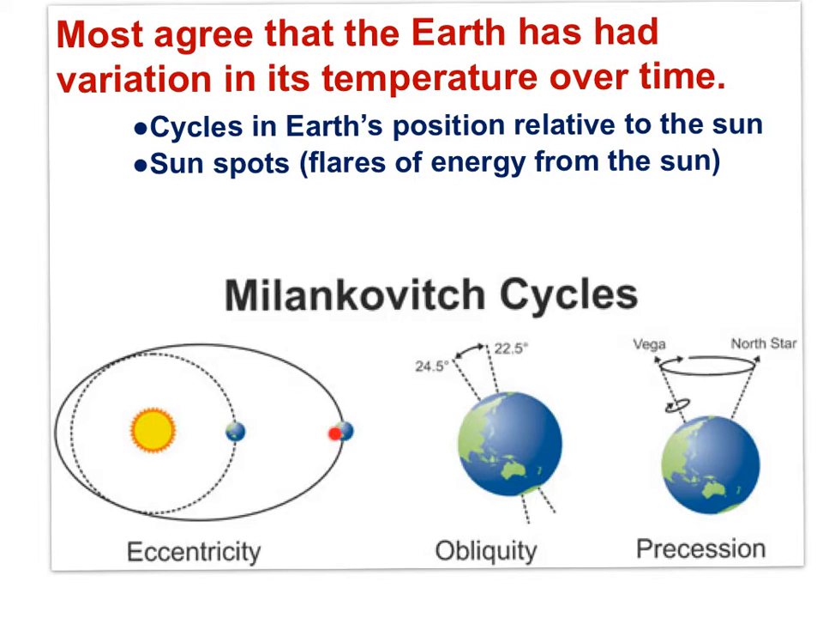Some orbits are more elliptical than others, and you can imagine how that would shift the Earth's temperature over time. Secondly, the Earth's tilt is not always 23.5 degrees off the vertical axis as it is today. The angle of rotation rocks back and forth from 22.5 degrees to 24.5 degrees, and the tilt of the Earth affects the angle at which solar radiation strikes the Earth. This would affect regional temperatures across the globe.